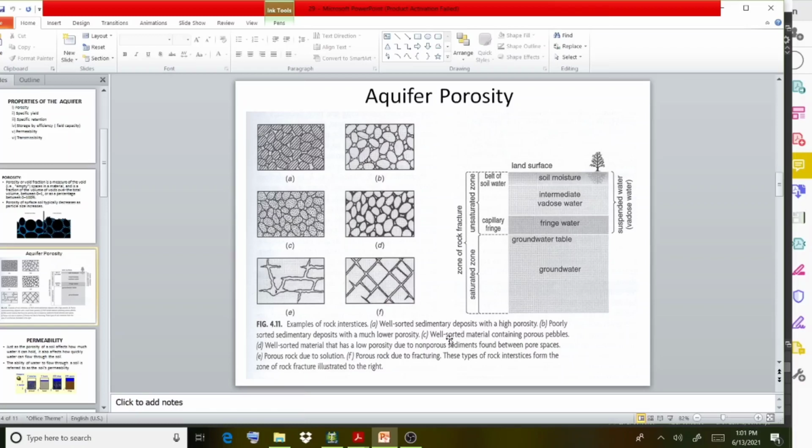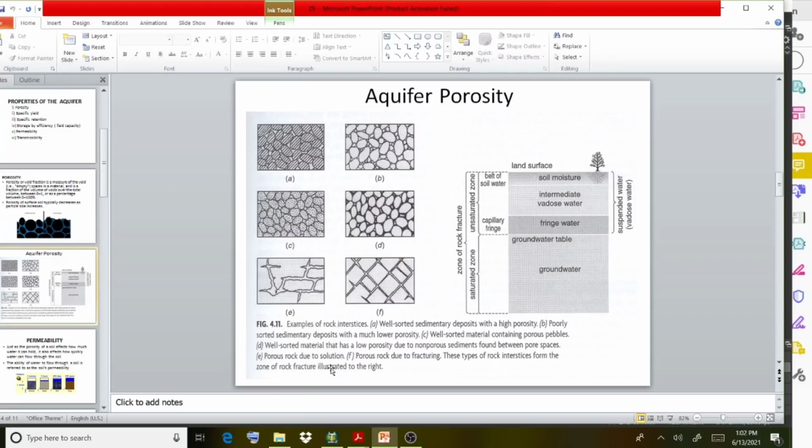The first one is well sorted sedimentary deposits with high porosity. The rock particles are arranged in a well defined manner, and the porosity value, or the empty spaces, will be higher. The second one is poorly sorted sedimentary deposits with much lower porosity. In the second case the particle sizes increase and the porosity value decreases. In the third case, well sorted material containing porous pebbles, the rocks inside have the property of being porous.